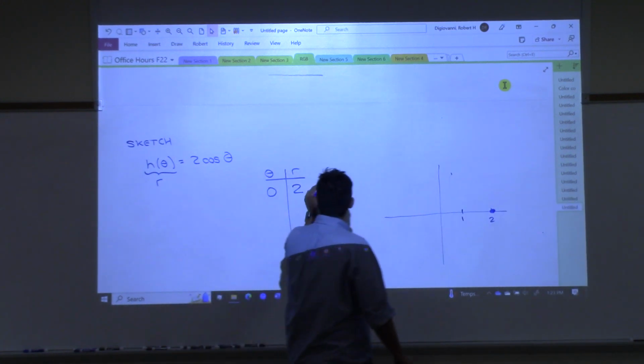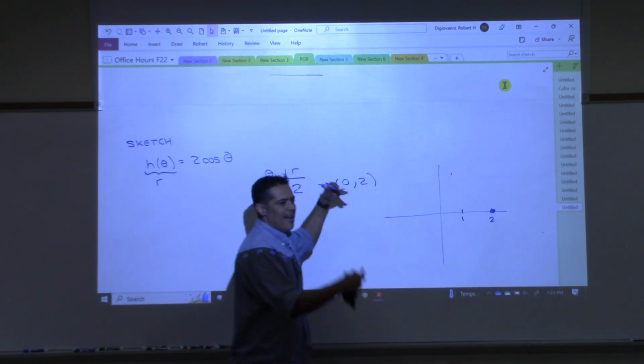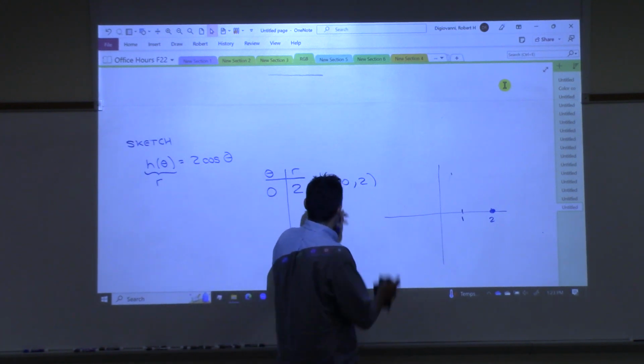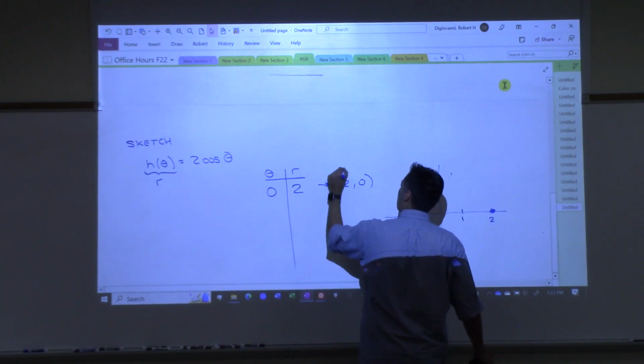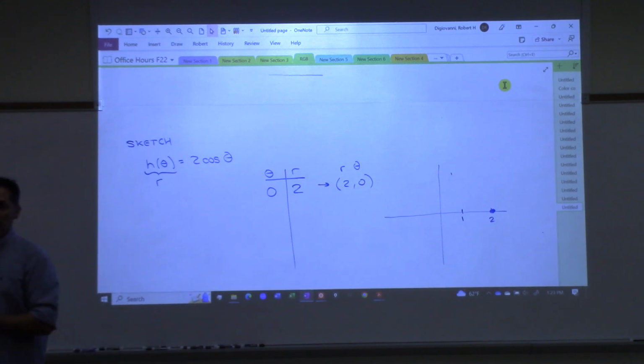What you don't want to do is look at this like an ordered pair, 0, 2. This is not xy. Sorry, we do it the other way around: r, theta, 2, 0. It's not Cartesian. I'm not giving you a Cartesian point, I'm giving you the polar point.